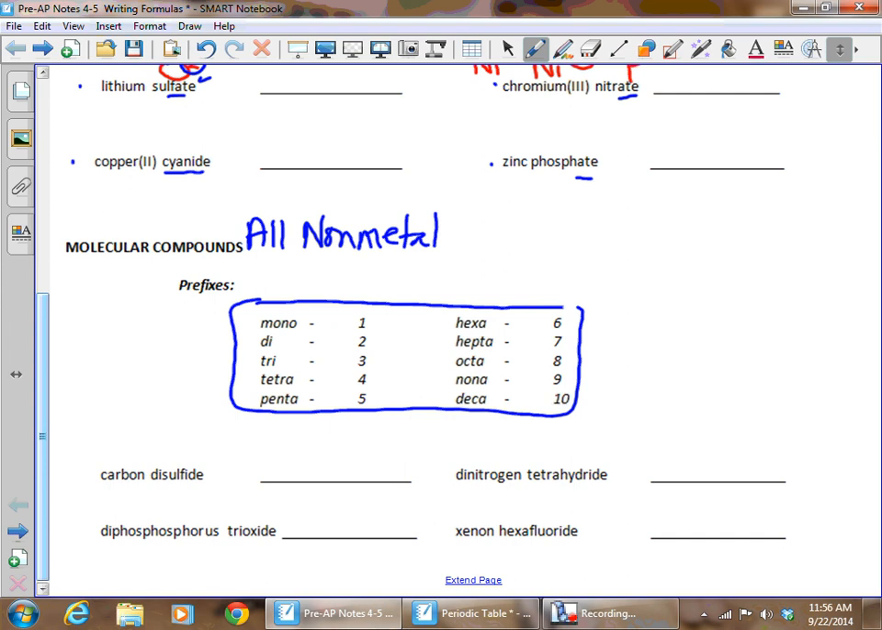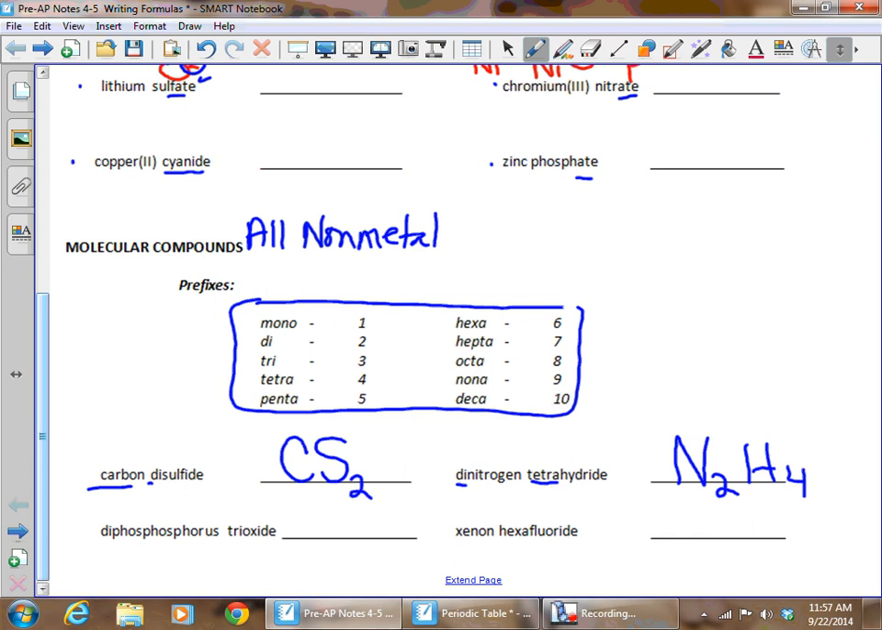If there's only one of the first element, it won't have a prefix. So as soon as it says carbon, we know that it's just 1 carbon. The second element will always have a prefix. In this case, it's di. So that disulfide tells us that it has sulfur and that there are 2 of them. Dinitrogen tetrahydride, that di and tetra tell us that for nitrogen, di means that there are 2 of them. If you look in the table above, tetra means that there are 4 hydrogens. So that's the formula for our dinitrogen tetrahydride.